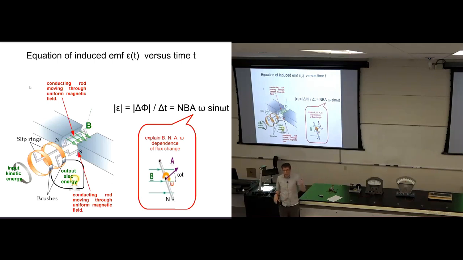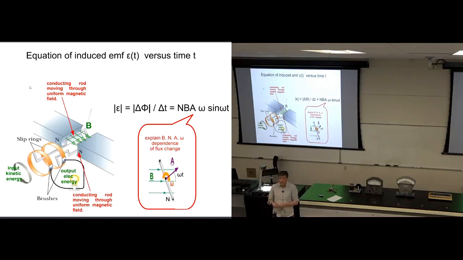The first obvious one is, to create a change in magnetic flux, we've got to have a magnetic field. So that's the B in the equation. Obviously, the larger the magnetic field between the poles, the greater the induced EMF. The smaller the magnetic field, the smaller the induced EMF. Then there's a couple of quantities, A and N, that reflect the properties of the loop of wire that you've immersed in that magnetic field.